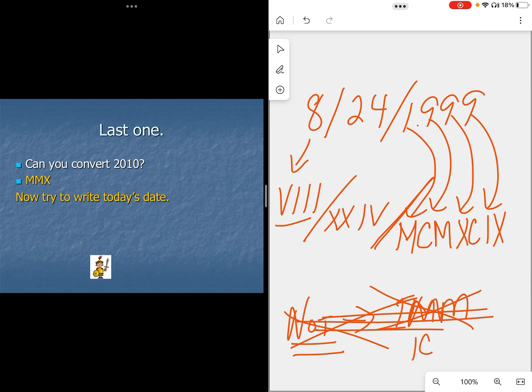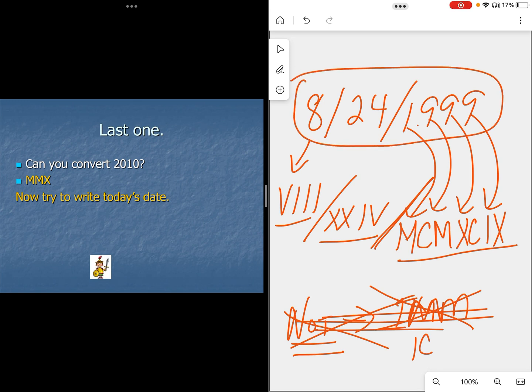It would be VIII, XXIV, MCMXCIX. That's roundabout the first day I started teaching, and that's why it's an important date to me.